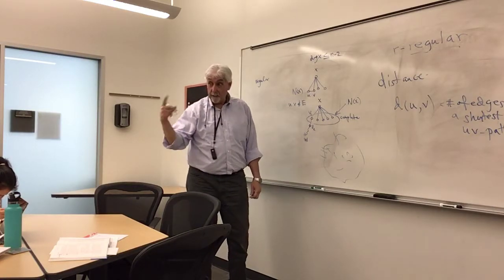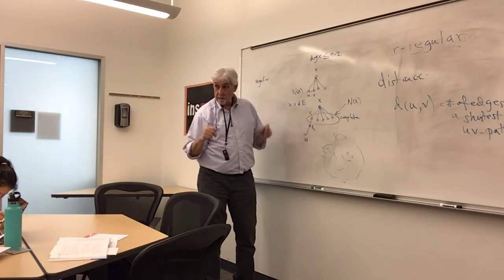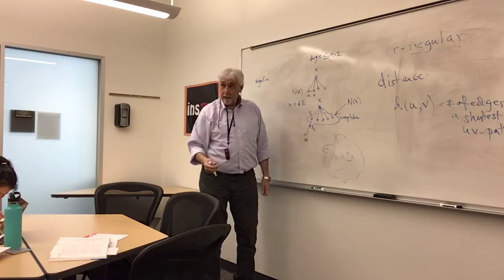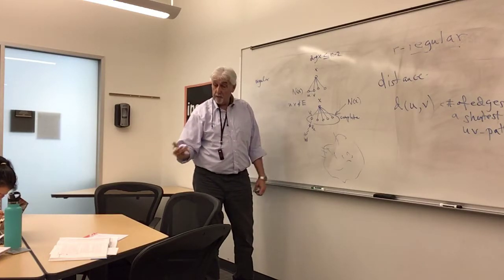The shortest distance is absolutely less than 2. The shortest distance between any 2 points is 1. If I assume that it's complete, then I can't find 2 vertices of distance 2.